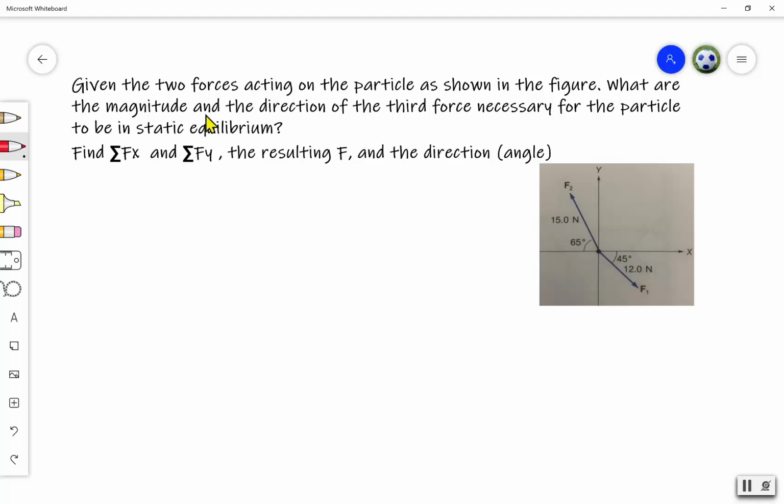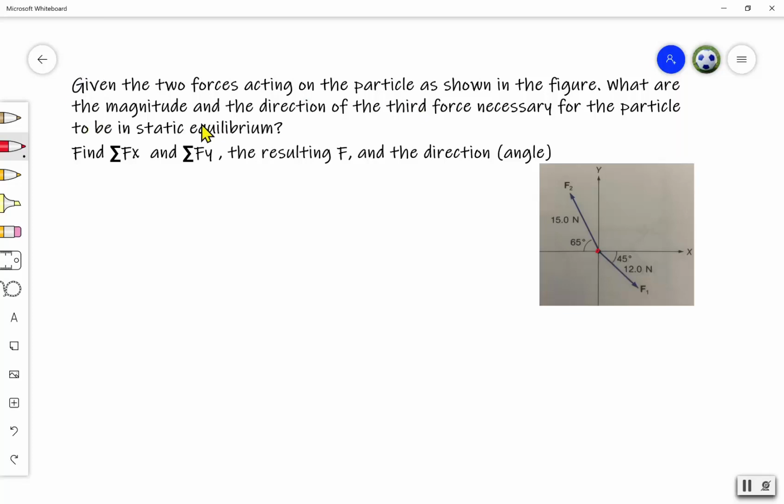Hello. I'm going to show you how to solve this kind of problem. Given the two forces acting on the particle, this small particle or object, whatever you call it, as shown in the figure, what are the magnitude and direction of the third force necessary for the particle to be in static equilibrium? Here we have to understand the question first.